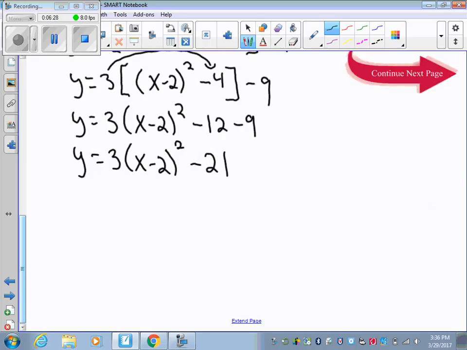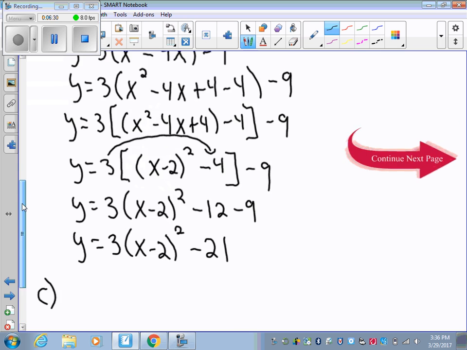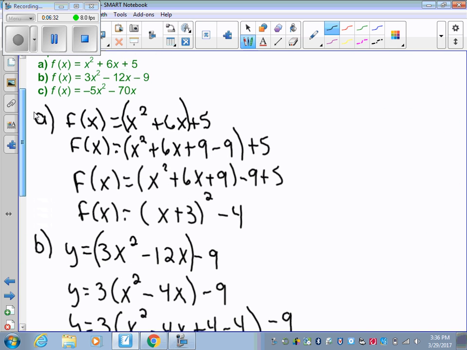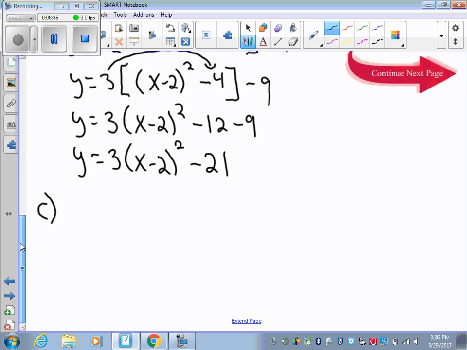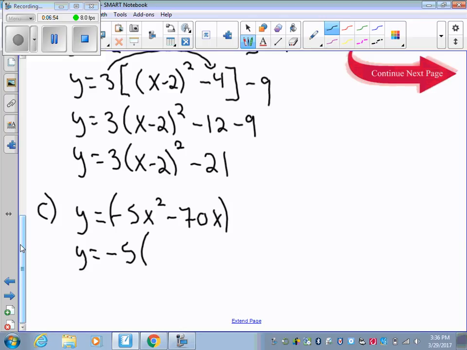And finally, with C, we have y equals -5x squared minus 70x. So again, this has a leading coefficient, so group the first two terms. Divide out the common factor, which in this case is -5, and that leaves us with x squared plus 14x.